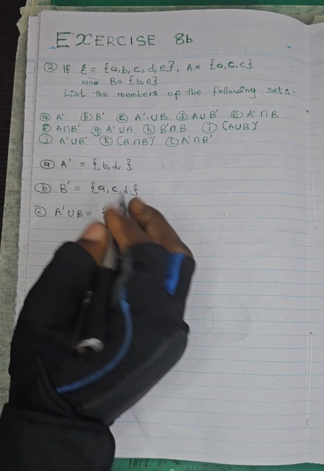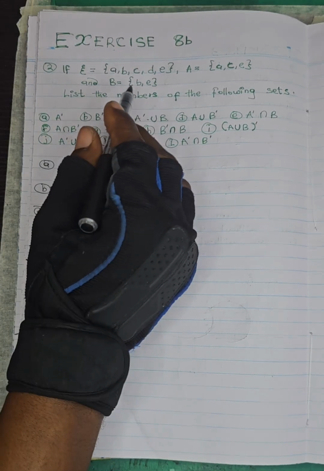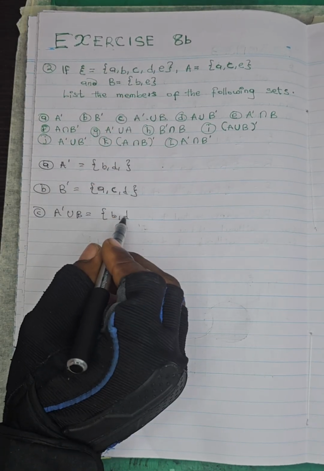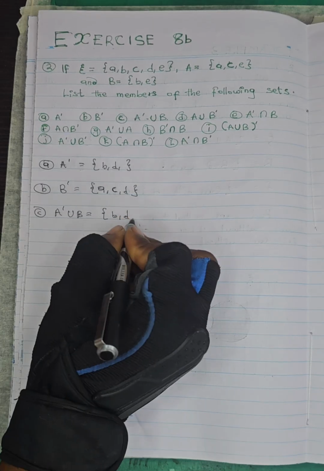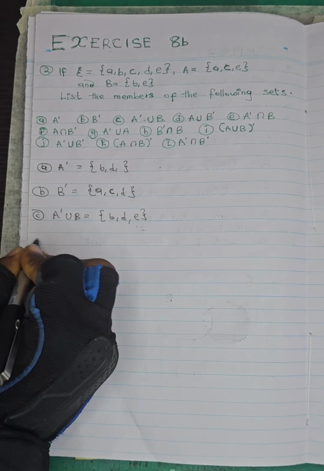This is our A complement. So I can write B, D. So where is my B? This is my B. B is already here, so I'm not repeating it. E is not here, so I write E. Is my answer. Next one.